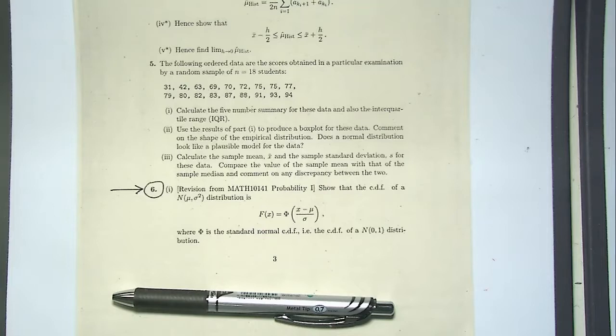You've done 6. Can you do 6, please? Question 6. Right, so that approximates to a normal. That approximates to 0, 1. You said what?